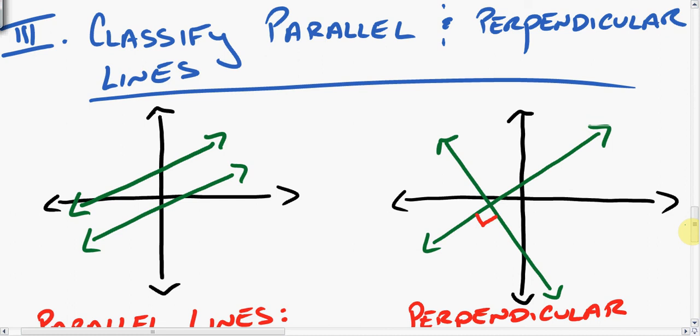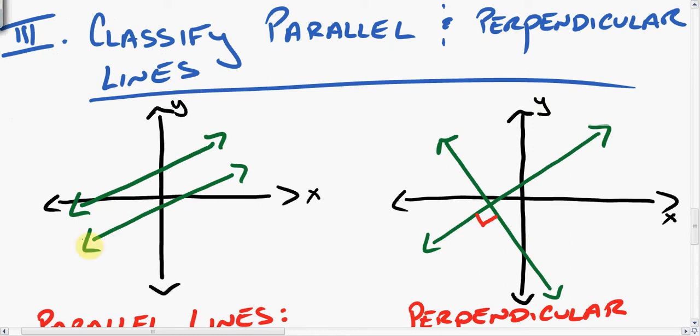This is section 2.2, part 3, where we're going to classify parallel and perpendicular lines. And you can see I've got an example of parallel and perpendicular lines drawn in our xy coordinate plane. Alright, so we've got our x-axis here and our y-axis here. So go ahead and draw those down.